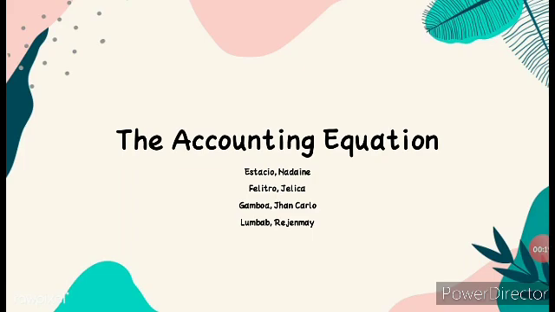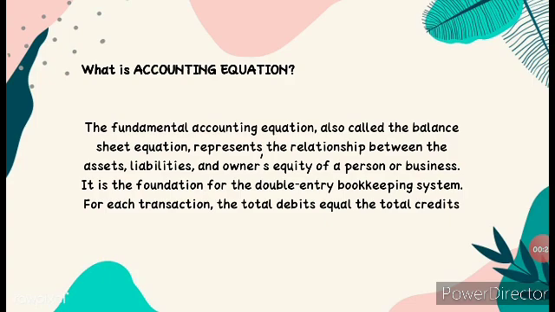So let's start. Let us define first what is the accounting equation. The accounting equation is the fundamental accounting equation, also called the balance sheet equation. It represents the relationships between the assets, liabilities, and owner's equity of a person or business. It is the foundation for the double entry bookkeeping system. For each transaction, the total debits equal the total credits.